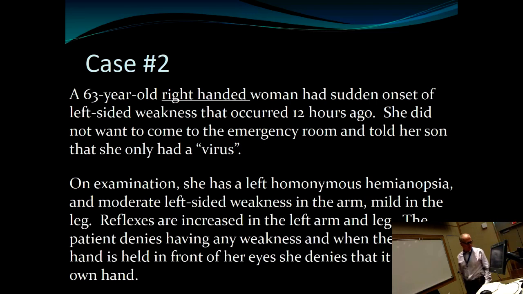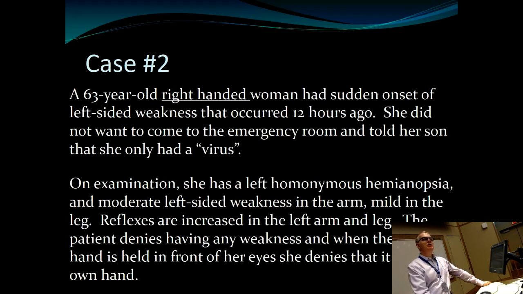So this is a 63-year-old right-handed woman who had sudden onset left-sided weakness that occurred 12 hours ago. She didn't want to come to the emergency room and told her son that she only had a virus. On examination, she has a left homonymous hemianopsia and moderate left-sided weakness in the arm, mild in the leg.